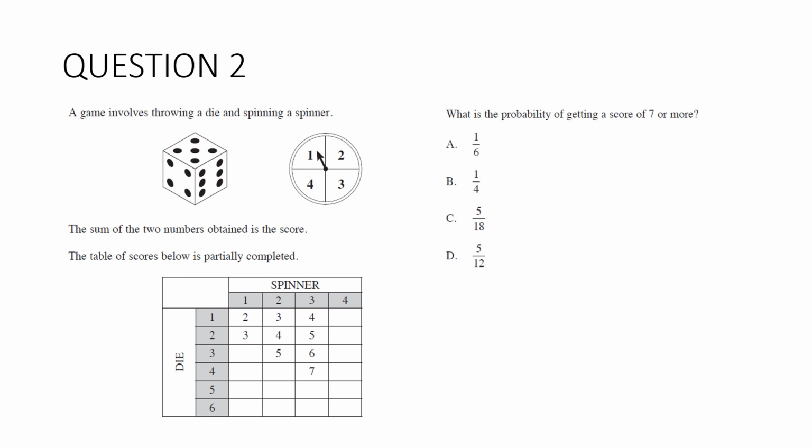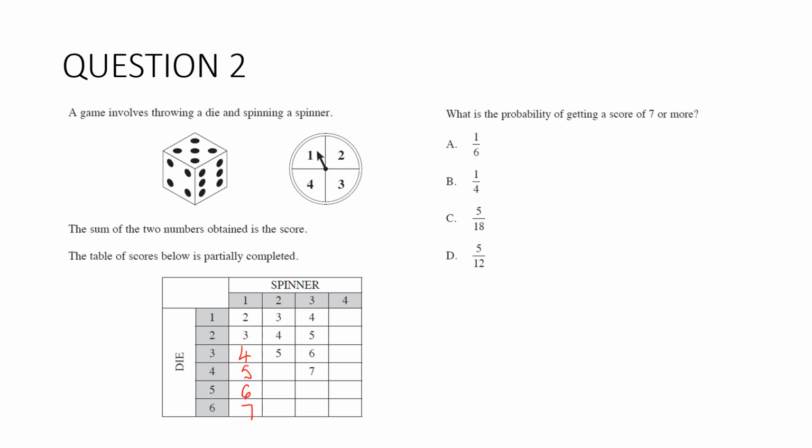Question 2. The game involves throwing a die and spinning a spinner. The sum of the two numbers obtained is the score. The table of scores below is partially completed. What is the probability of getting a score of 7 or more? All right, so what we're going to do is just complete this table. And we're just filling it in basically.